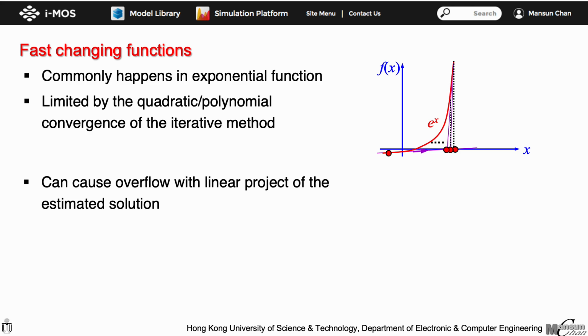Using the Newton-Raphson method to iterate with an exponential function can potentially cause the value to overflow. As shown in this example, using a linear function to approximate an exponential function can cause a big step forward. Using the guess with such a large step can lead to a very large number that may overflow the numeric representation used in the computer.